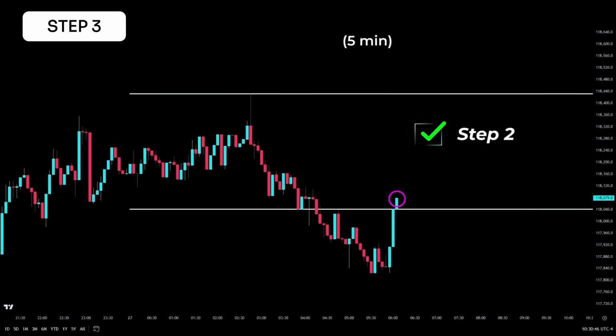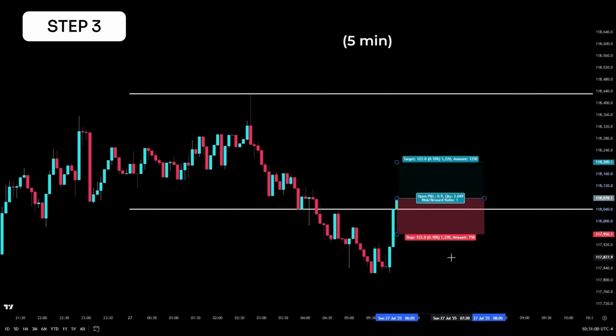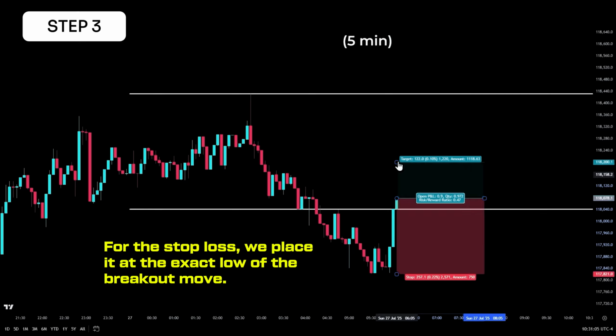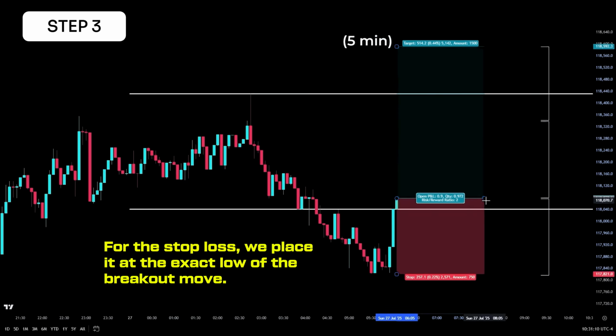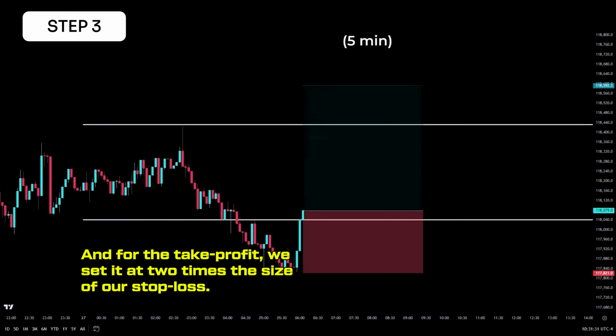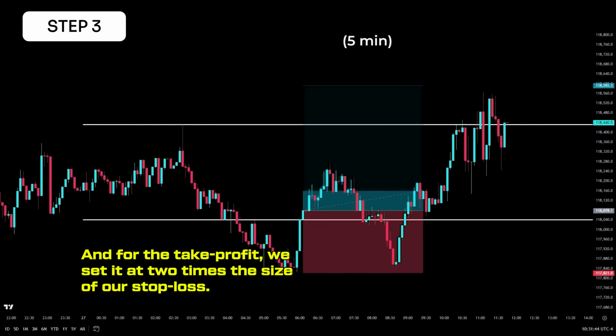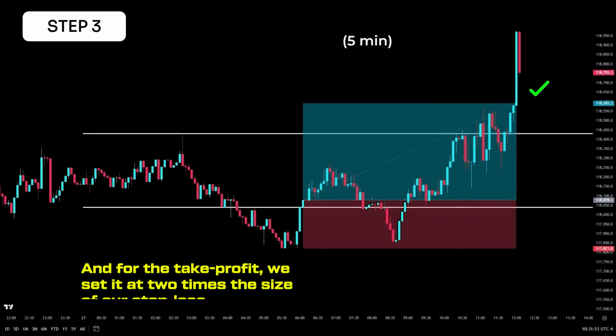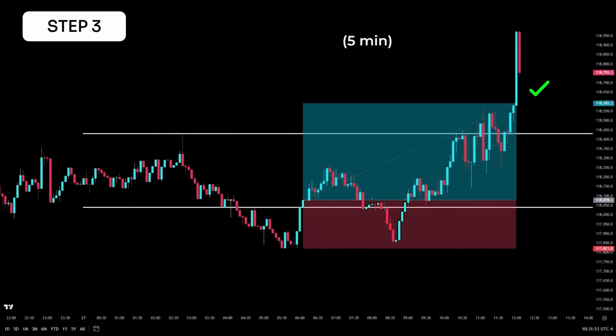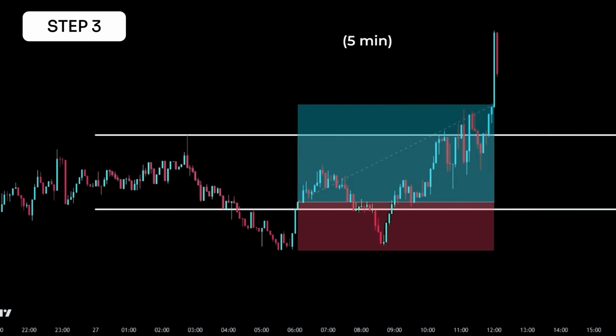We still don't enter immediately. We wait until price returns and closes back inside the range. Once that happens, the setup is complete and we have confirmation to enter a long trade. For the stop loss, we place it at the exact low of the breakout move. And for the take profit, we set it at 2 times the size of our stop loss. As you can see here, price moves up and hits the take profit target.